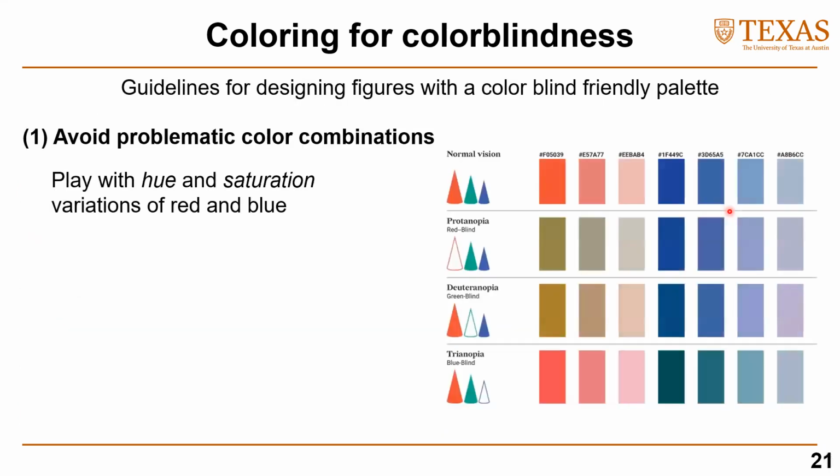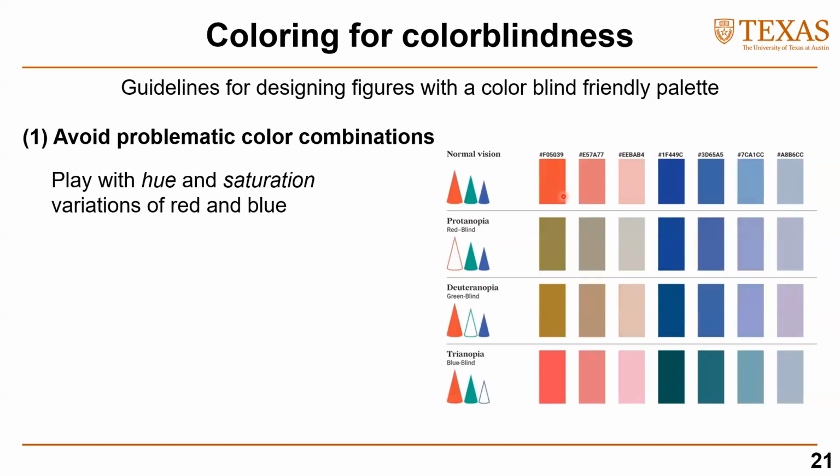Now I'll give you some guidelines on how to create your color palette, especially to be colorblind safe. Notice that you can play with the saturation and hue for red and blue. By using just these two, red and blue, but with different shades or saturation levels, you may address the issues for every single color blindness problem here.